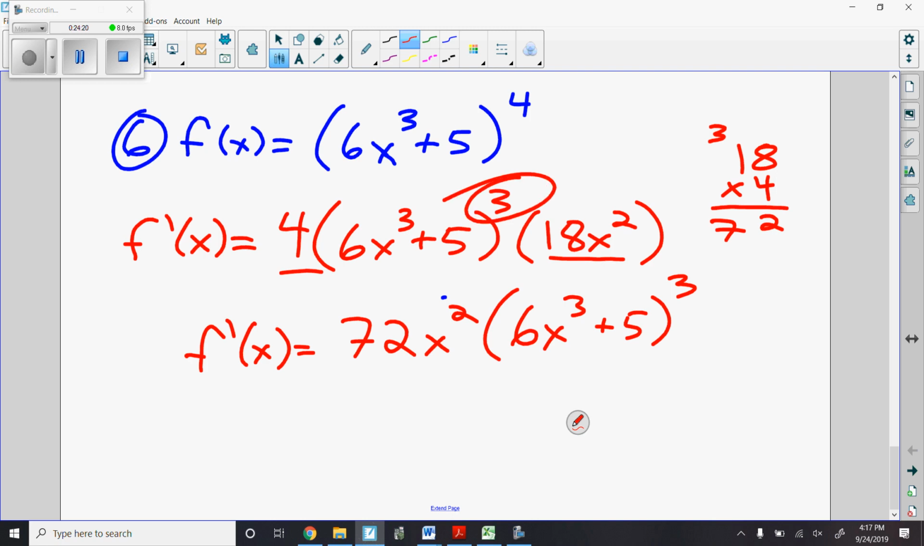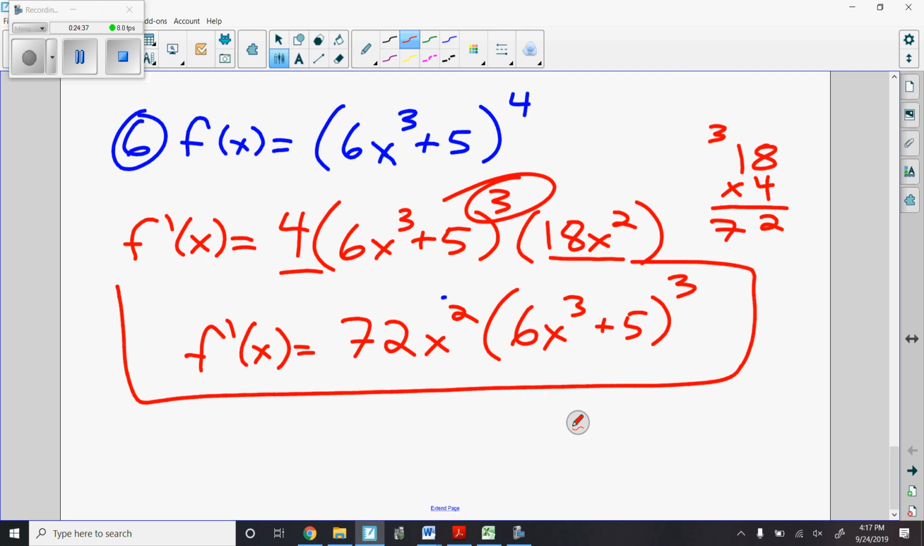Don't forget about this. A lot of people forget that. Don't forget that the derivative of x to the 4th is 4x cubed. A lot of times people drop that power there. Don't forget to include that with it when you do the derivative of the outside with respect to the inside. And here's our final answer, and that's it for today.